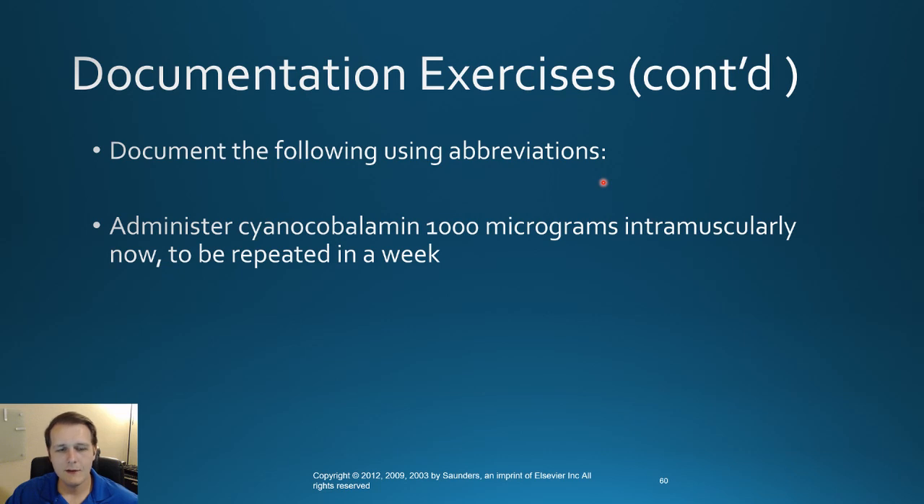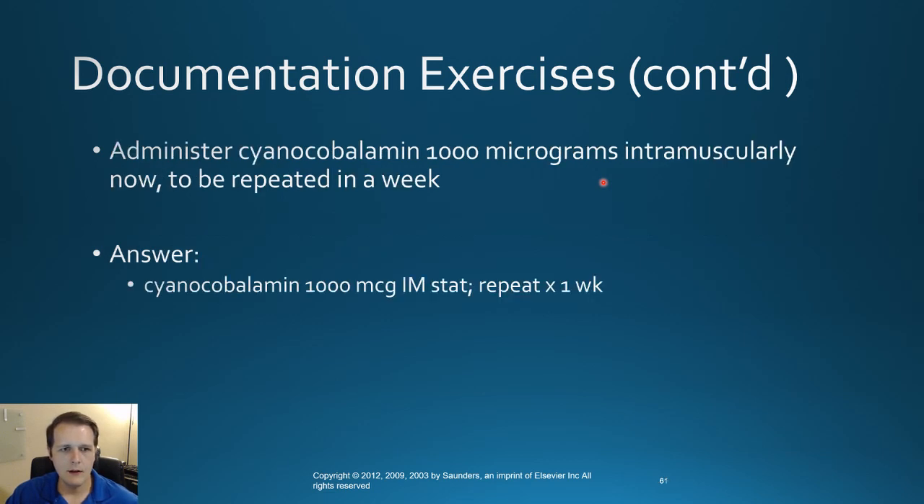Up next, we have administer cyanocobalamin. This is actually vitamin B12, 1,000 micrograms intramuscularly now to be repeated in a week. You'd say cyanocobalamin, 1,000 micrograms, IM stat, repeat times 1 week. So basically this is meaning give the one now, that's that stat demarcation there, and then repeat it in 1 week.